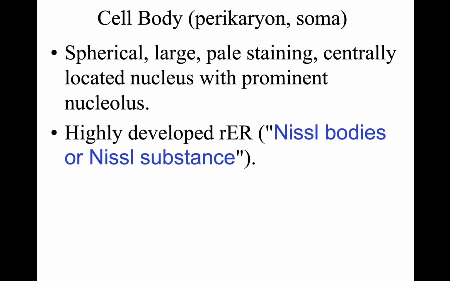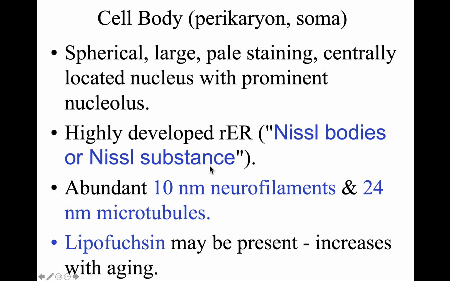Their cytoplasm contains a very well-developed rough endoplasmic reticulum and Golgi apparatus. As we know, the major function of rough endoplasmic reticulum is protein synthesis, and neurotransmitters are proteins, so we need a lot of protein synthesis inside these cells. So these cells have a very well-developed rough endoplasmic reticulum, and this rough endoplasmic reticulum with ribosomes is called the Nissl body or the Nissl substance.